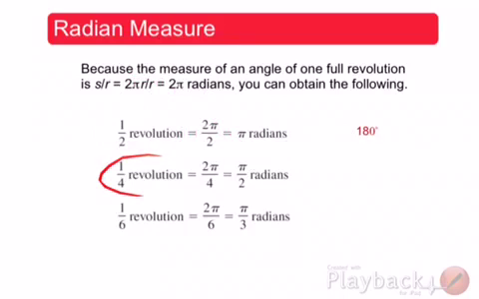If I wanted to find a quarter of the revolution, I would do 2 pi divided by 4, which, when I simplify my 2 and my 4, gives pi over 2 radians, which is equal to 90 degrees. And if I wanted to find 1/6 of the revolution, I would do 2 pi divided by 6, which leaves me with pi over 3 radians, and that gives me a value of 60 degrees.